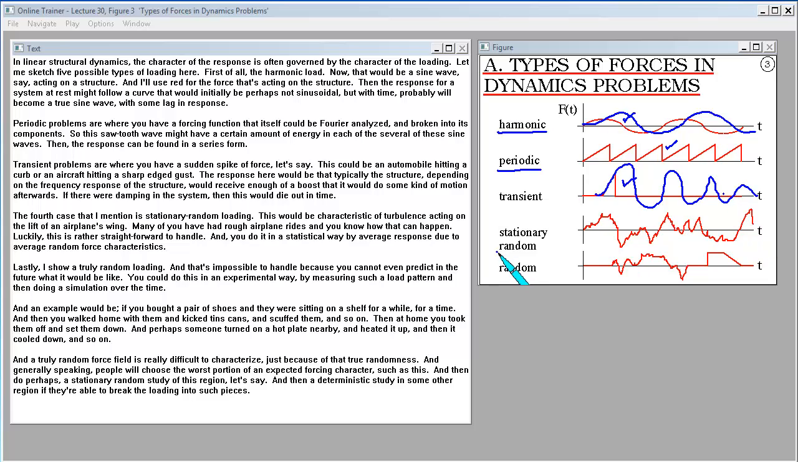The fourth case that I mentioned is stationary random loading. This would be characteristic of turbulence acting on the lift of an airplane's wing. Many of you have had rough airplane rides and you know how that can happen. Luckily, this is rather straightforward to handle, and you do it in a statistical way by average response due to average random force characteristics. Lastly, I show a truly random loading, and that's impossible to handle because you cannot even predict in the future what it would be like.